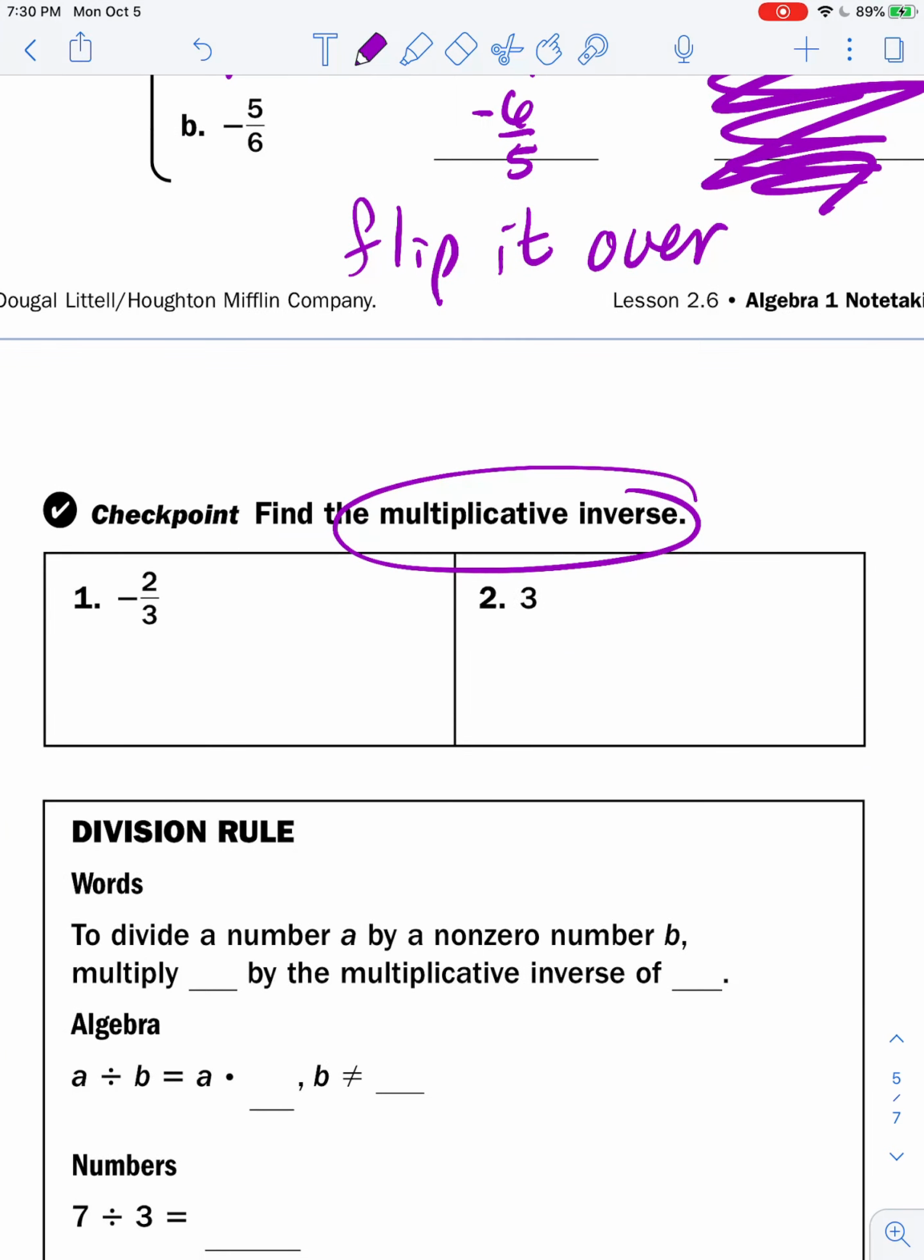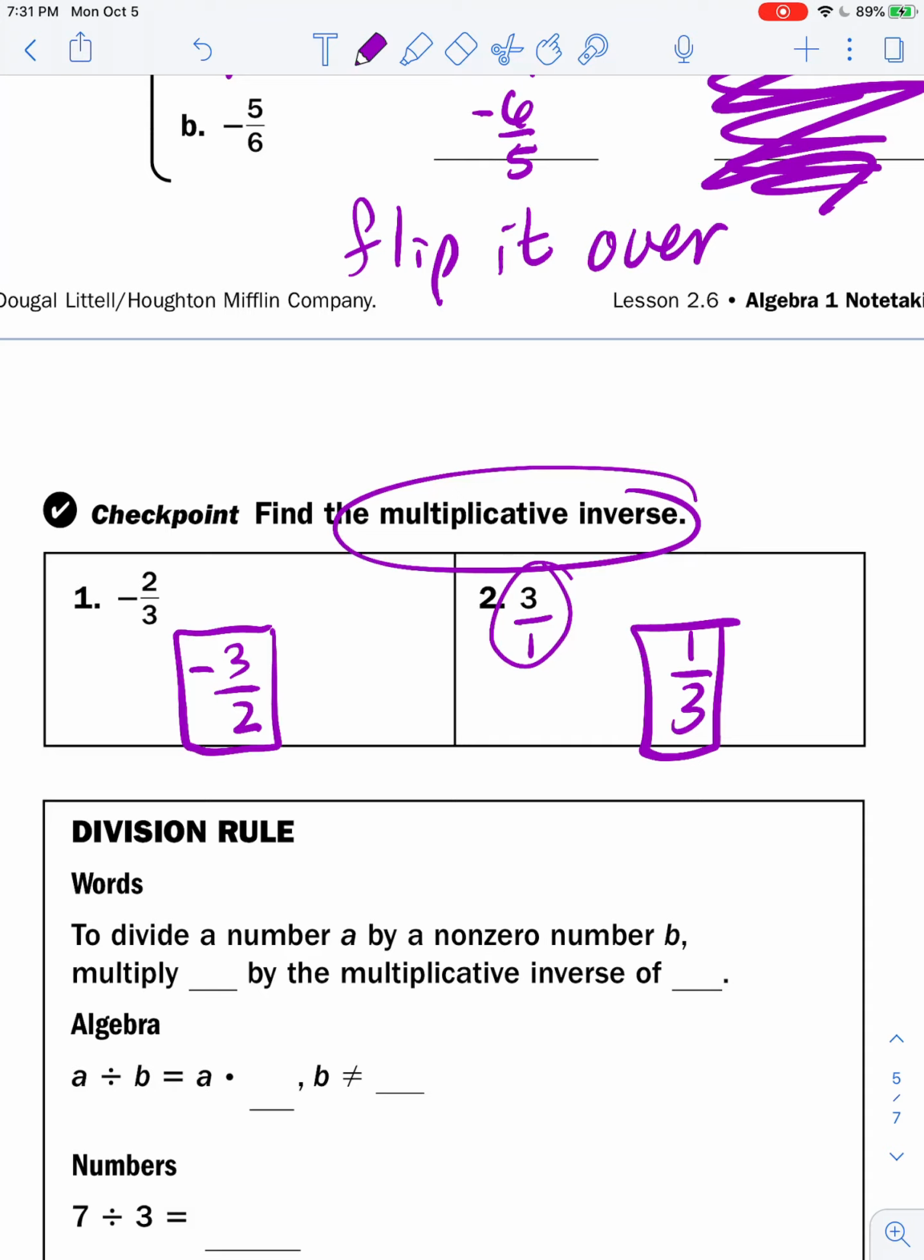So try these real quick and then see if you're getting the same thing as me. Thinking of that as 3 over 1. So you're not doing any real hard math, you're just flipping it over. And when you have a whole number like 3 over 1, then that becomes 1 over 3 when you do its multiplicative inverse.